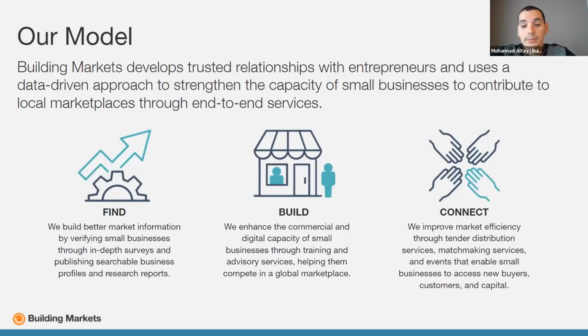And the last pillar is the Connect pillar. This is where we equip the businesses with the relations that they need. Here we improve market efficiency through tender distribution services, matchmaking services, and events that enable small businesses to access new buyers, customers, and capital. And like this, they develop new relations. Yeah, that's in brief our model.